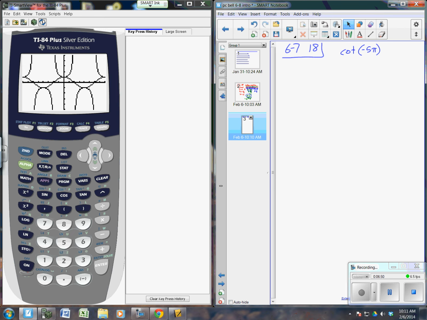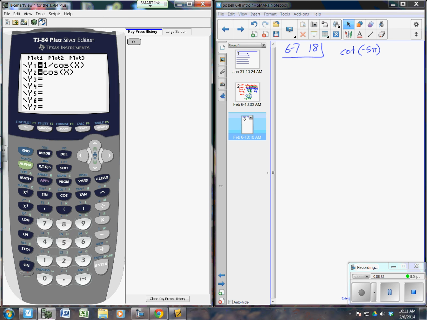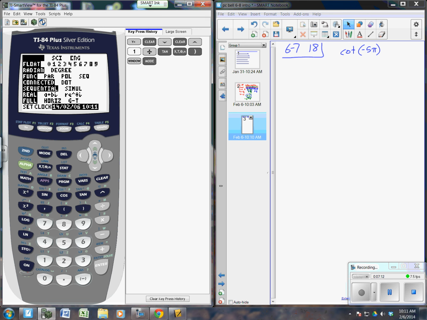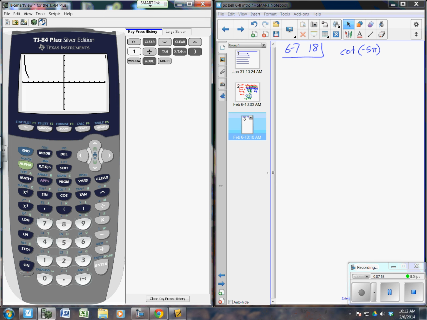Okay, so I'm going to go right here to my screen. I'm going to put in cotangent. It says use the graph, right? So I use the graph, which is 1 divided by the tangent of x. And my window is already set. My mode is already in radians, so I'm ready to graph it. That's what it looks like.